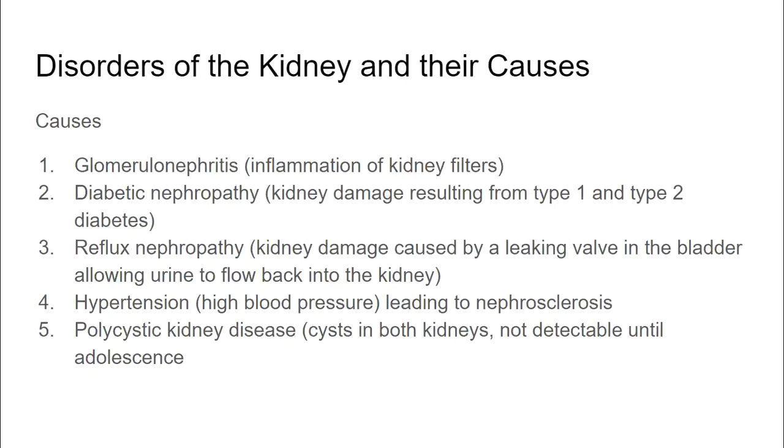So, some disorders that may happen with the kidney. There's glomerulonephritis, which is the inflammation of kidney filters; diabetic nephropathy, which is kidney damage resulting from type 1 and type 2 diabetes; reflux nephropathy, which is kidney damage caused by a leaking valve in the bladder; hypertension leading to nephrosclerosis; or polycystic kidney disease, where we see cysts in both kidneys, which is not detectable until adolescence.